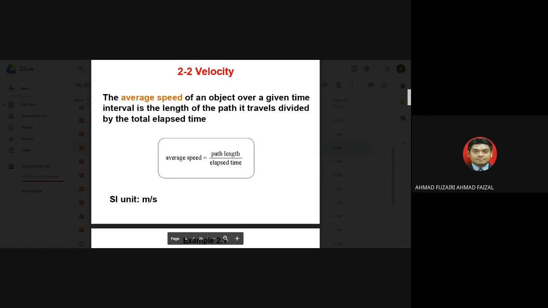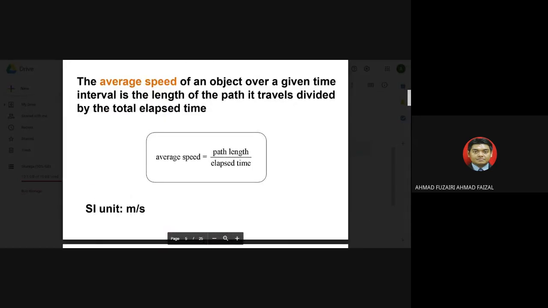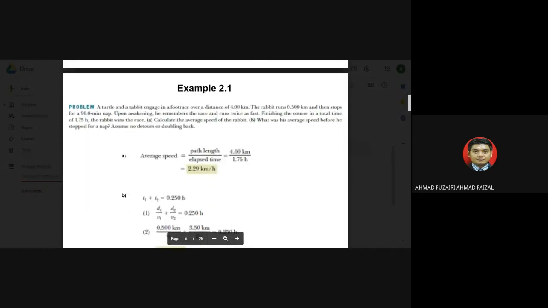When we talk about average, the word average means purata. It means we have to count every distance value and divide by time. The SI unit is still meter per second for speed. Okay, look at these examples. Can everyone see the examples? Boleh, sir. Okay, good.